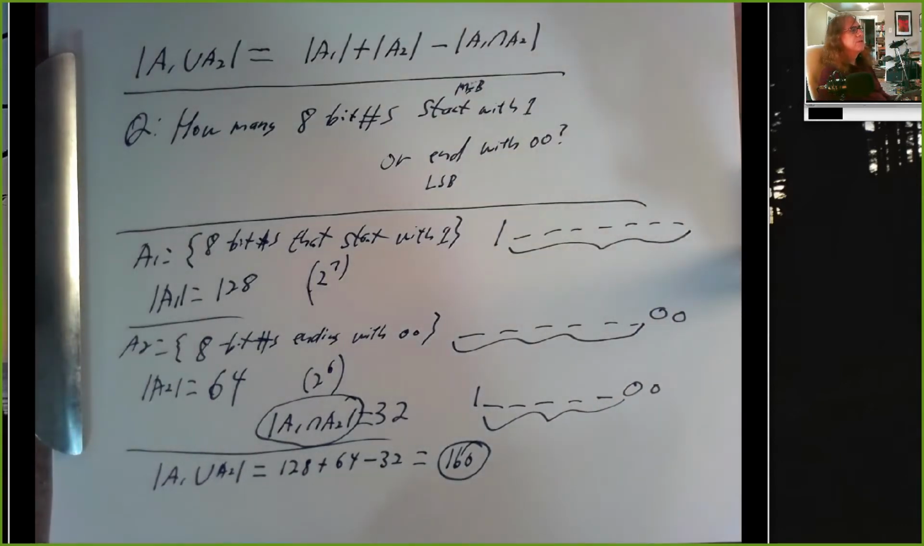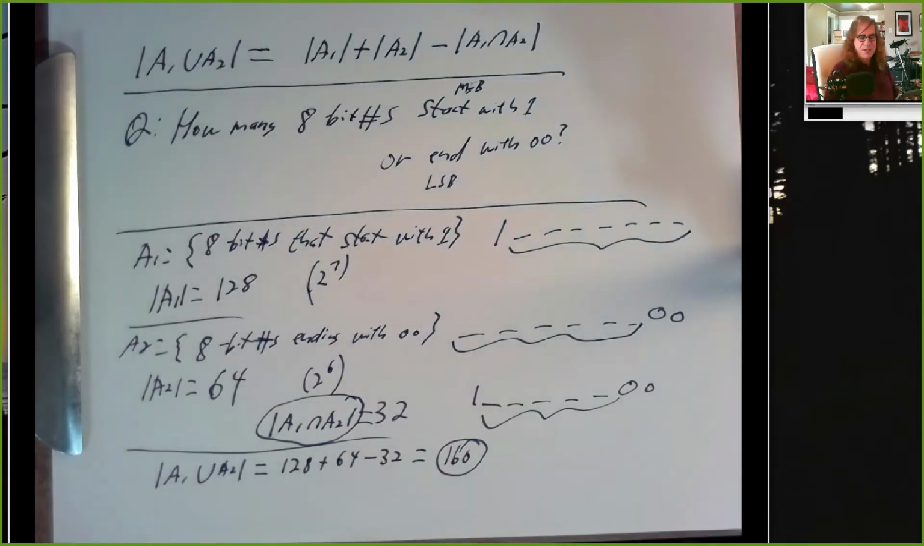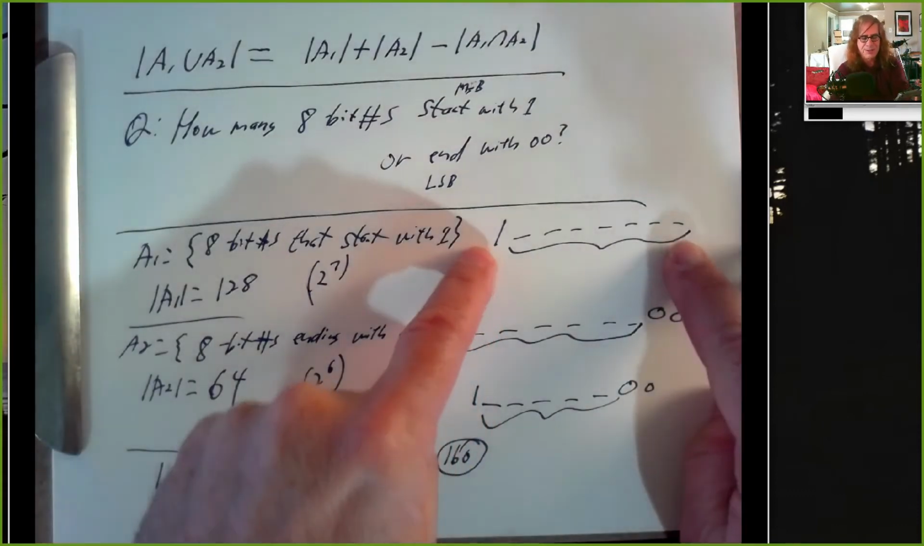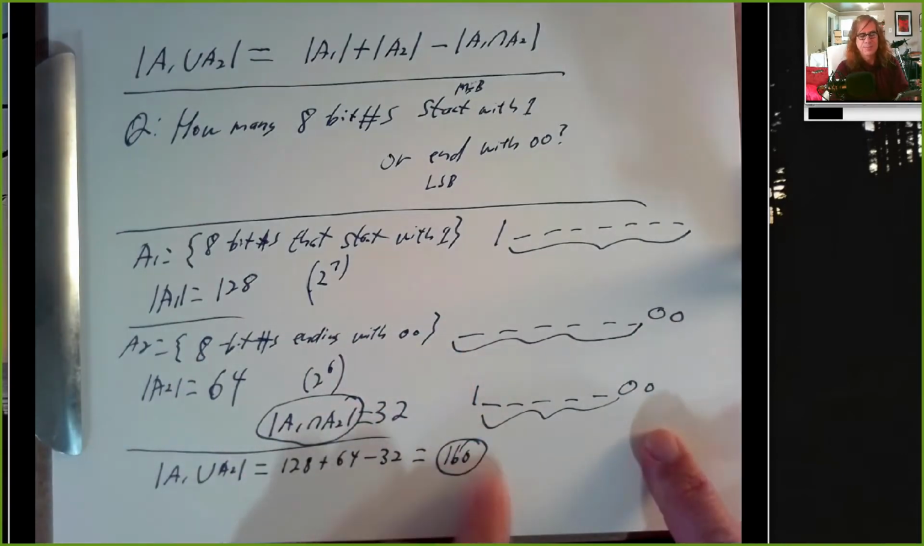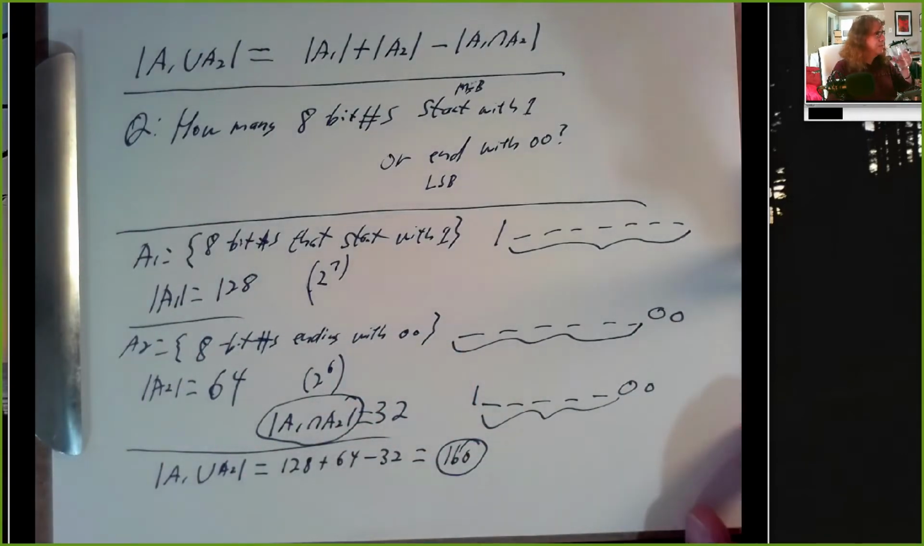Let's see, so we looked for the things in the intersection because both had some 8-bit numbers that were shared. Yep, exactly. For example, the number 1 followed by all zeros would be counted here, and it would be counted again here. So we take off one of those. All right, cool.